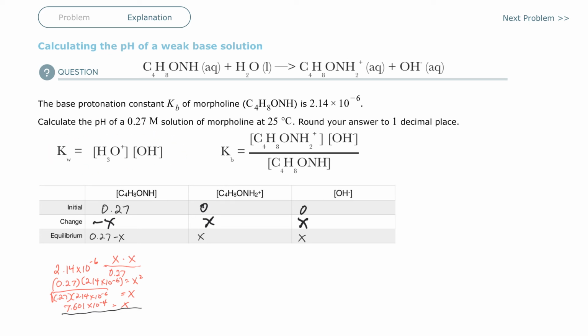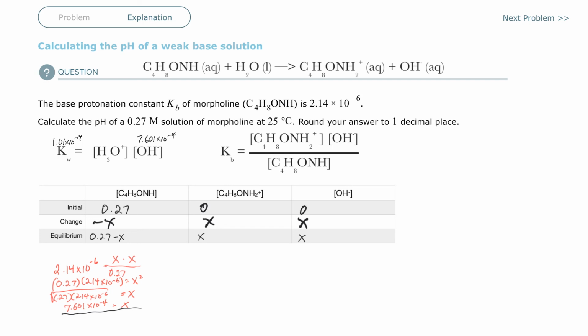So let's fill in what we know. This number will always be the same. This will be 1.01 times 10 to the minus 14. That's K sub W. That's in a data table. You can look that up. It never changes. This, the hydroxide, is what we just found. This is 7.601 times 10 to the minus 4.